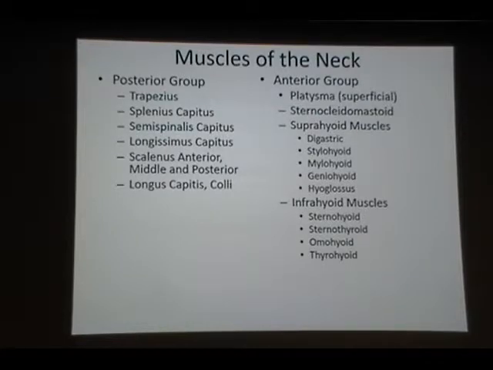Then we have this large group of anterior muscles. The platysma is one, because the platysma has an attachment from the lower jaw down to the shoulder. This is the most superficial muscle in the neck. And then underneath this we have the sternocleidomastoid. It's from the manubrial portion of the sternum and from the clavicle, attaching to the mastoid process of the temporal bone.